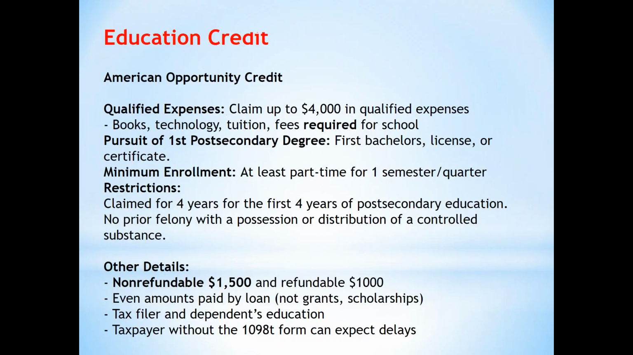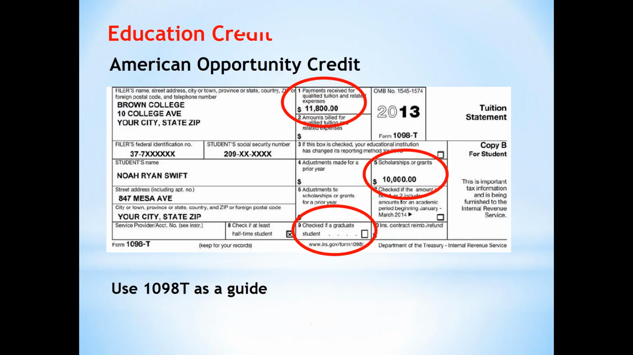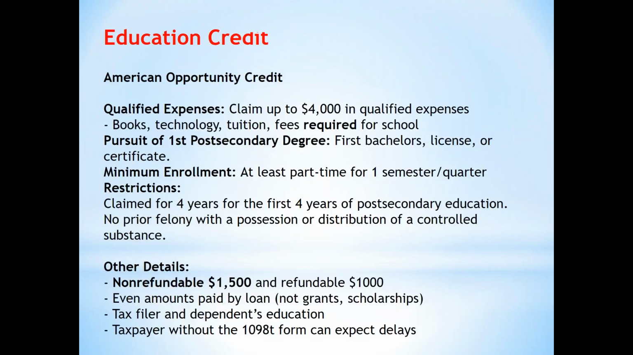One last quick detail as far as the refundable and non-refundable portion of this credit. The non-refundable portion is $1,500, and then the refundable portion is another $1,000. It can be paid even if it's with the utilization of loans. So you saw, I'm going to go back one slide. Even if this is coming from loans that were taken out to pay for the difference between the scholarships and the amount that was billed for expenses, you can utilize the loans as coming out of pocket.